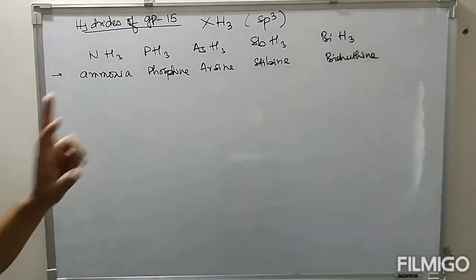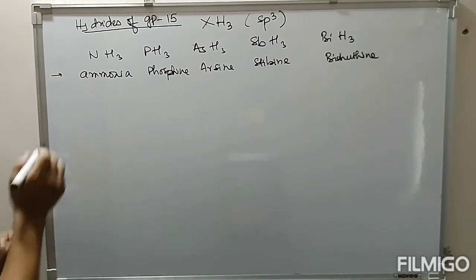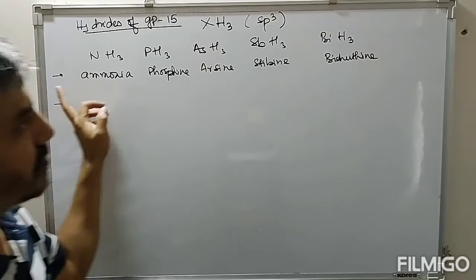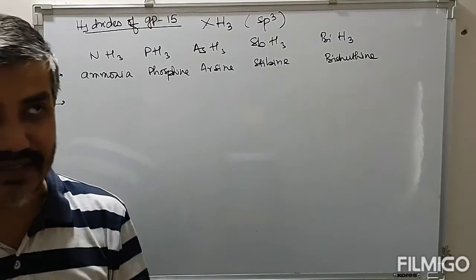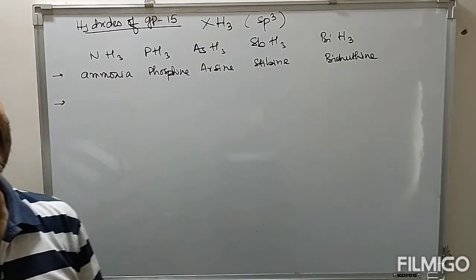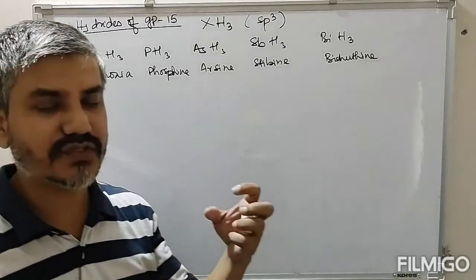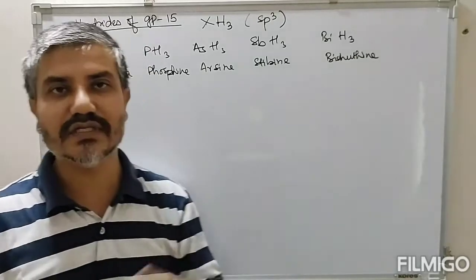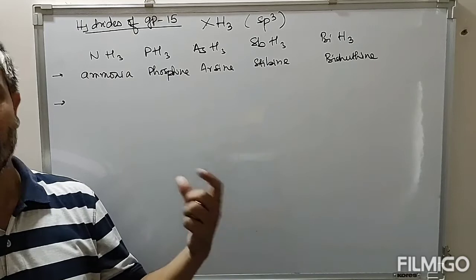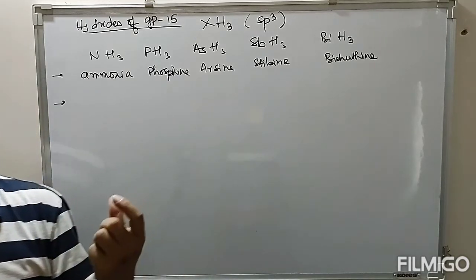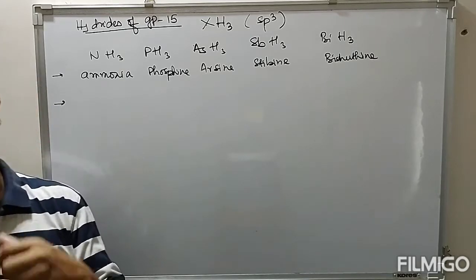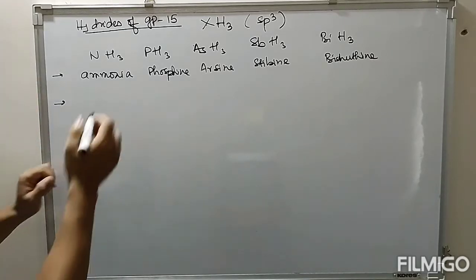Now for the hydrides of this group, the size of the central atom increases down the group, whereas the size of the hydrogen is very small, so the size difference increases. As the size difference between the central atom and hydrogen increases, the bond length will increase. As the bond length increases, bond stability will decrease. As the bond stability decreases, bond energy will also decrease.